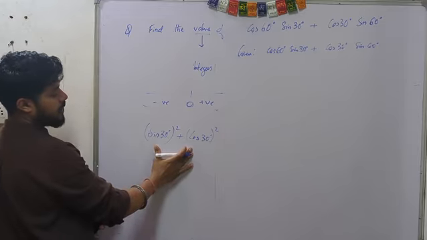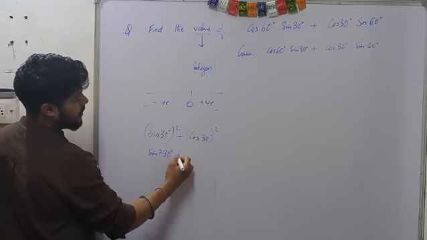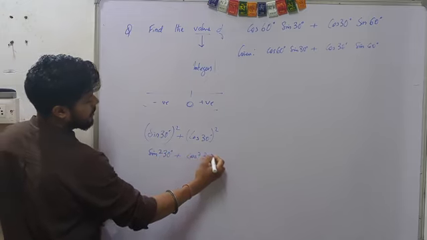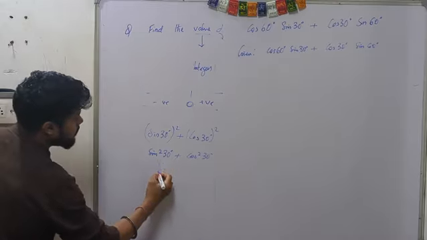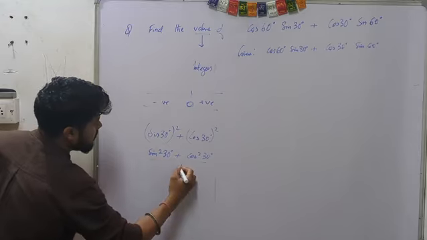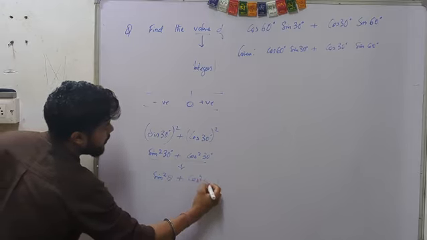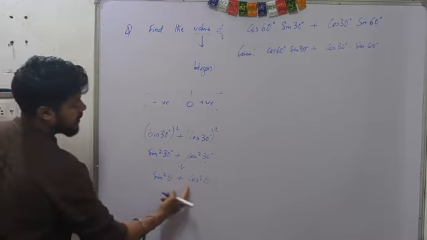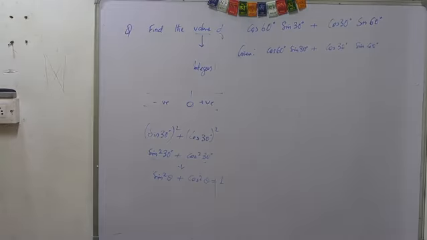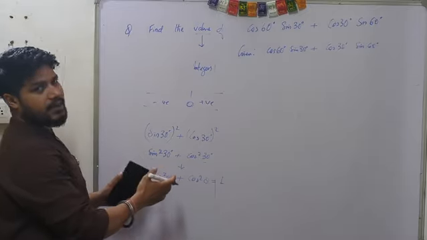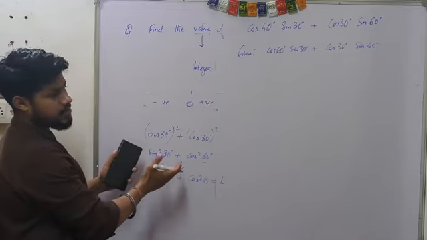So what does it reflect? If you see properly, it is giving you sin square 30 degree plus cos square 30 degree. This expression resembles sin square theta plus cos square theta, and whenever you get this, it's always 1. So this is what I'm trying to do. Whenever you get this question in the exam, think of doing this. So, converting.